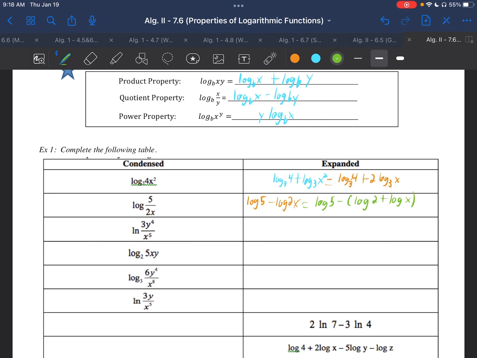And we put that in parentheses because log of 5 was being divided by the 2x, so we have to subtract both log of 2 and log of x. And then we're adding the log of 2 and log of x in the parentheses because they're multiplying together here. Now if you wanted to distribute the negative there and call it something like this, log of 5 minus log of 2 minus log of x, you definitely can, and that would be the same thing.